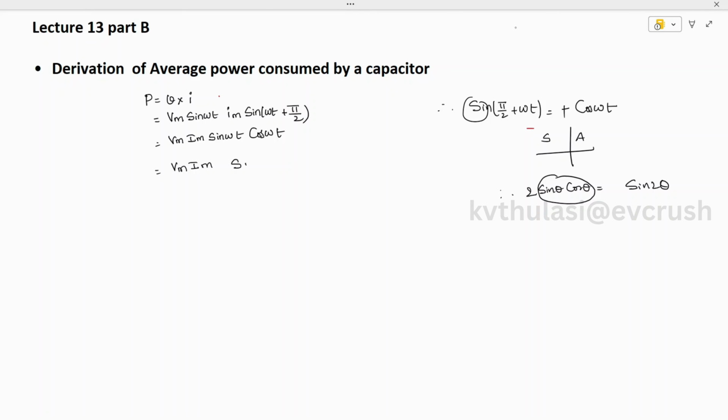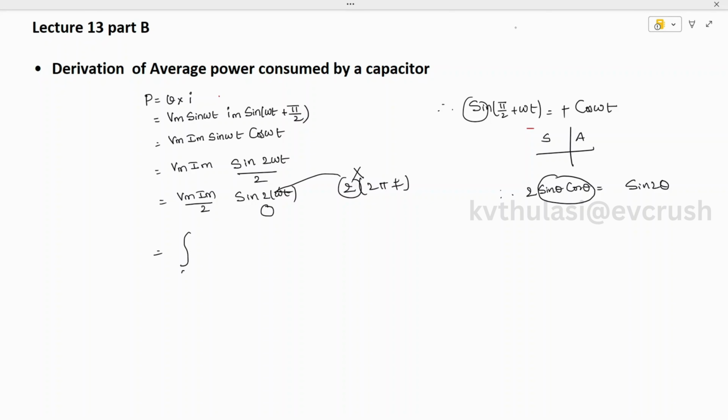I can write it as sine 2 omega t divided by 2, that is equal to Vm Im by 2 into sine of 2 omega t. So whenever the frequency is doubled, 2 times the fundamental frequency, automatically this magnitude is 0 over a cycle. Now let us try to prove it.